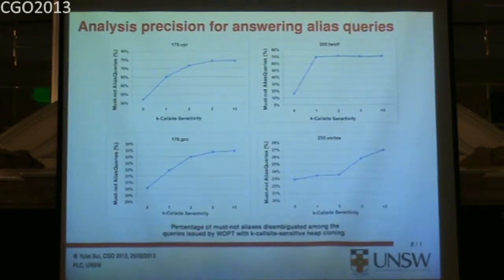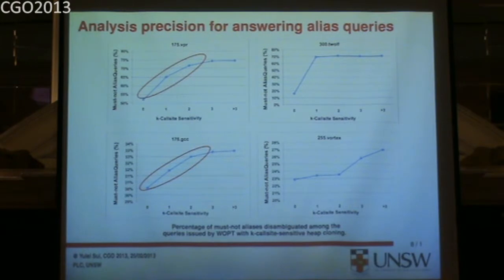Let us see the alias query results of four representative programs when different levels of heap cloning are applied. We can see that the horizontal axis means k-CFA sensitive heap cloning, and the vertical axis means the must-not-alias query answers. The higher the better. The higher, the more precise.